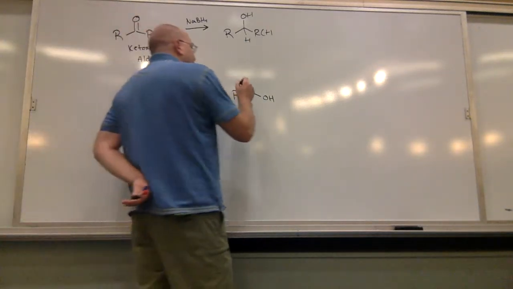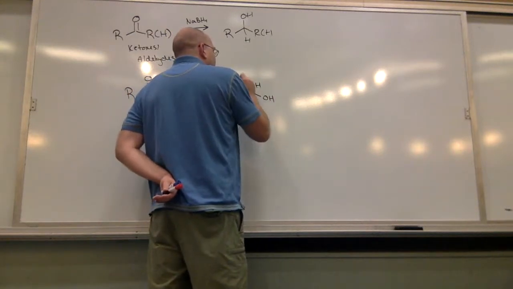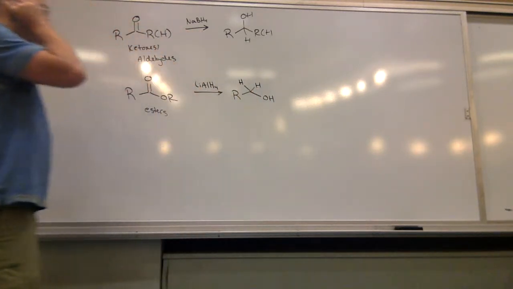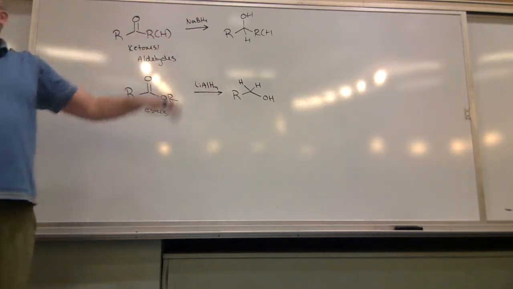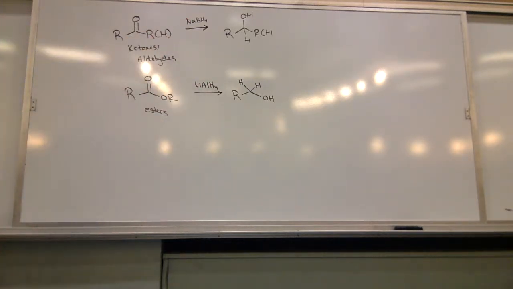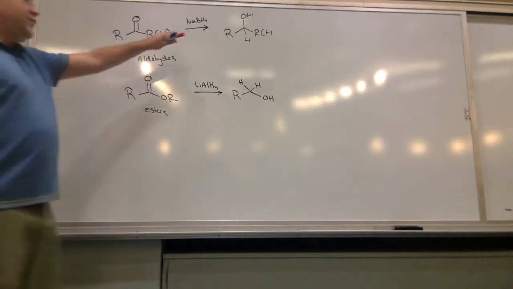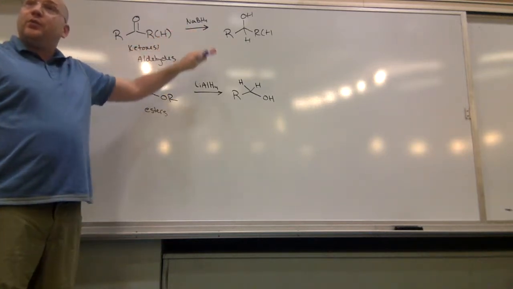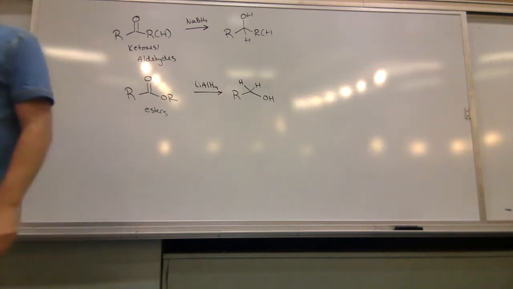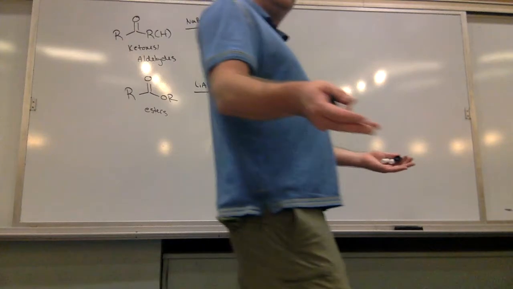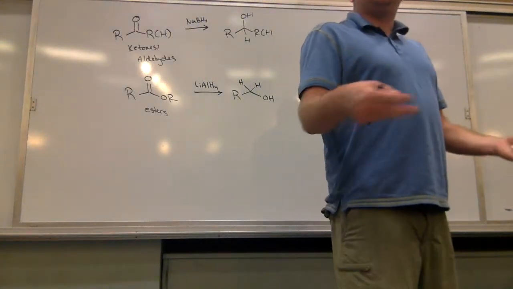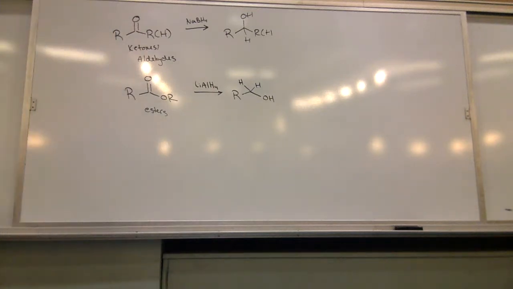And so it's going to reduce all the way down, okay? You can use lithium aluminum hydride to reduce aldehydes and ketones. For the sake of this course, you cannot use sodium borohydride to reduce esters. A potential benefit of this would be, for example, if you had a molecule that had a ketone and an ester, and you only wanted to reduce the ketone, you could do this.